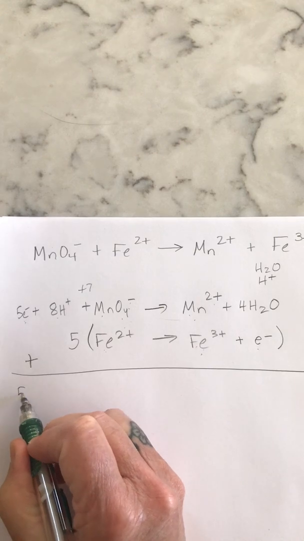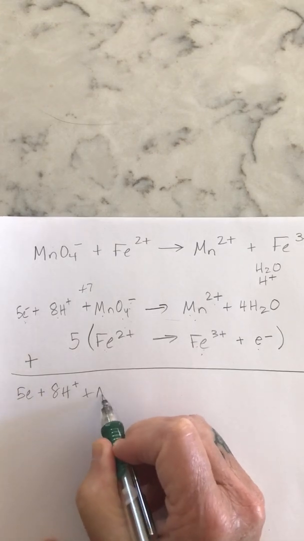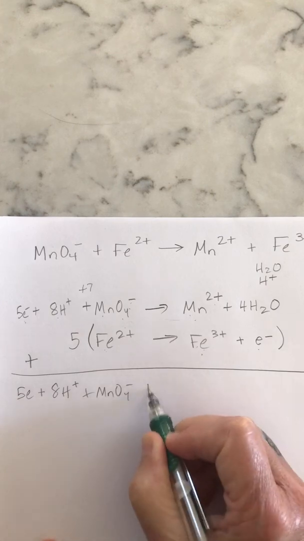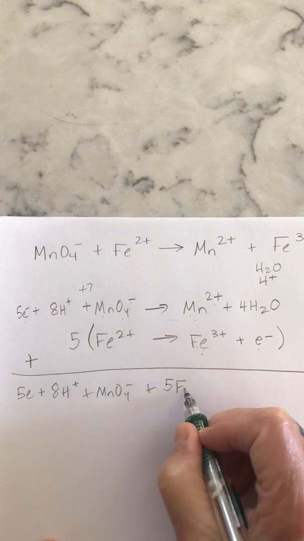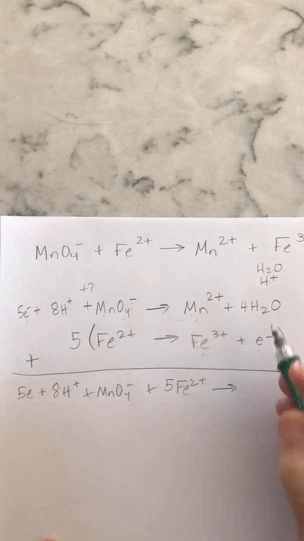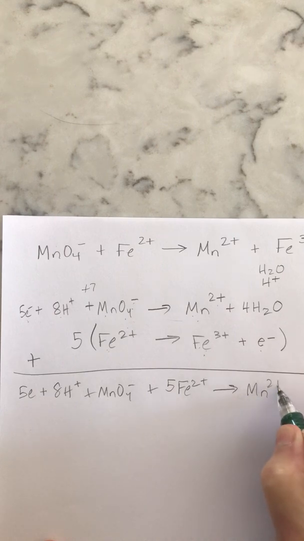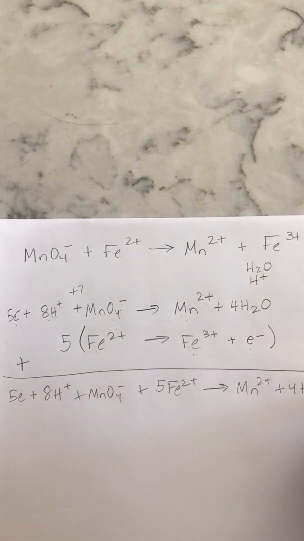So top reaction, 5 electrons, plus 8H+, plus MnO4-, plus our iron here from the second reaction with the 5 in front of it. And then on the other side, the top, we did nothing to it, so Mn2+, plus 4 waters. And on the bottom, we're going to have 5 Fe3+, and we're going to have 5 electrons.